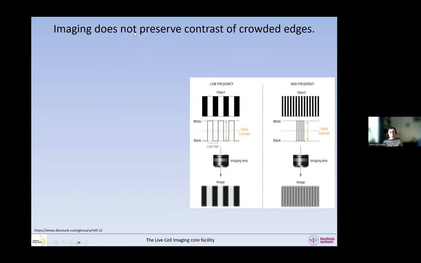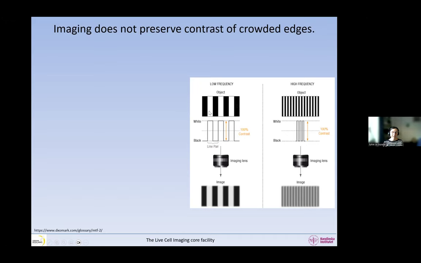So unfortunately, imaging does not preserve contrast of crowded edges. And this is something that is very well known to photographers. Photographers like to measure things, and physicists also like to measure things. So what they do is they can take an image of bars like this.